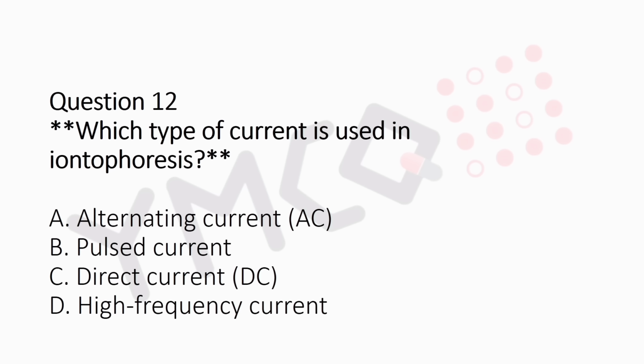Which type of current is used in iontophoresis? Option A, alternating current. Option B, pulsed current. Option C, direct current. Option D, high frequency current. And the answer is option C, direct current. Now let's move to question number 13.